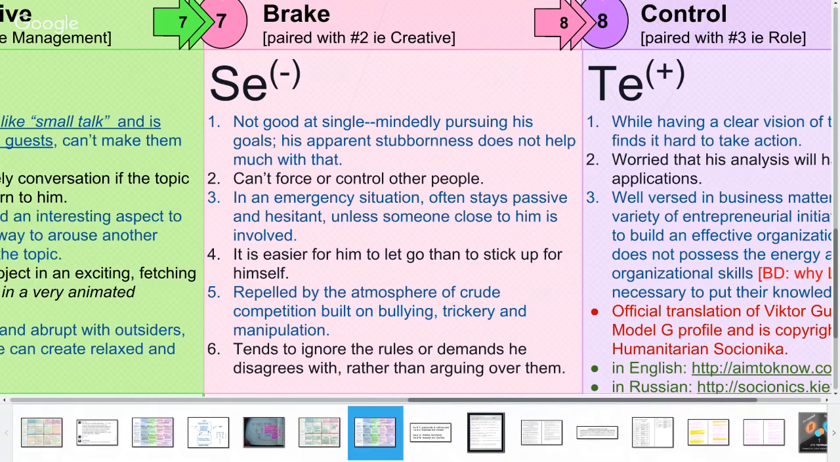Right. So still a little bit stubborn there in going against the rules, but sort of like a passive aggressive kind of conflict there.